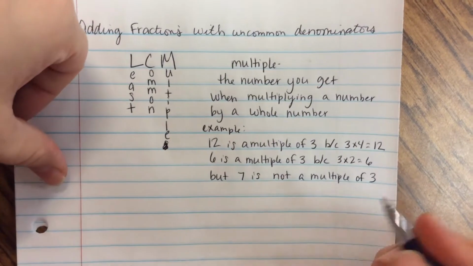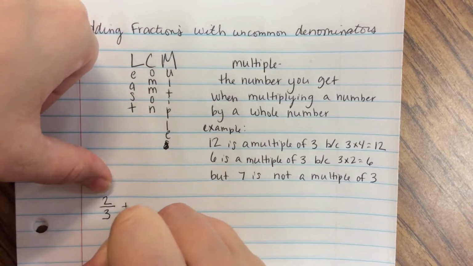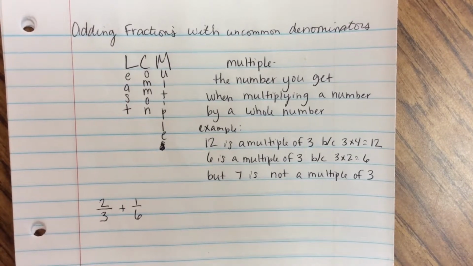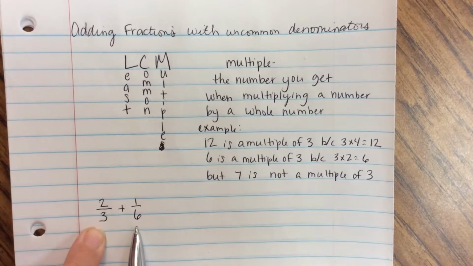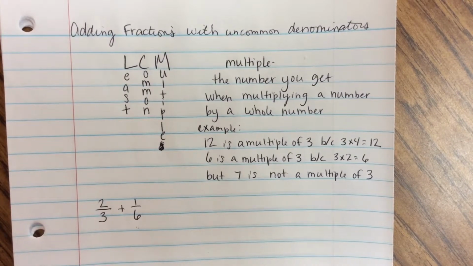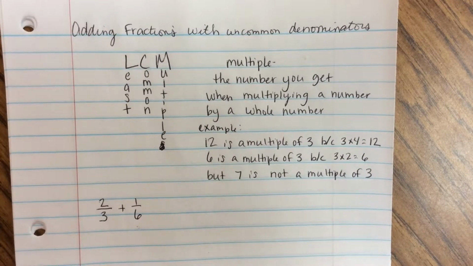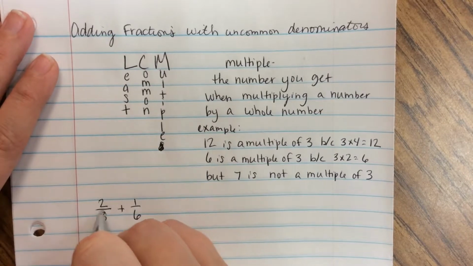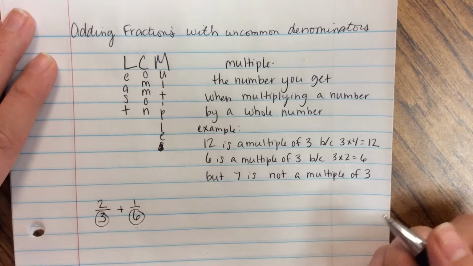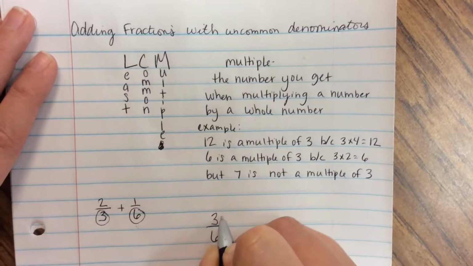All right, let's look at the first problem of 2/3 plus 1/6. When I first look at this problem, the first thing I notice is I cannot add these fractions because my denominators are not the same. When I'm looking at LCM, I am pulling my denominators, 3 and 6. And remember, I'm using LCM to find common denominators, so I'm going to pull these guys off to the side.